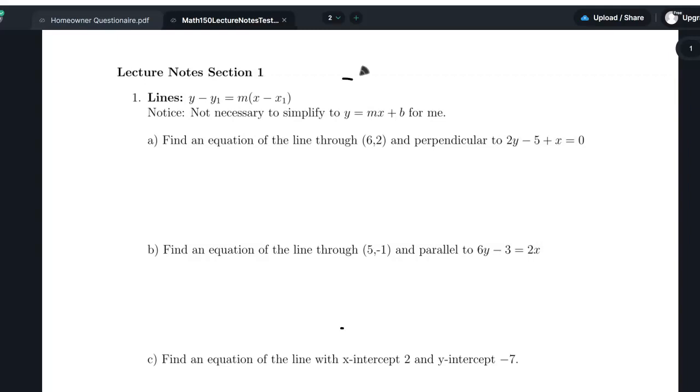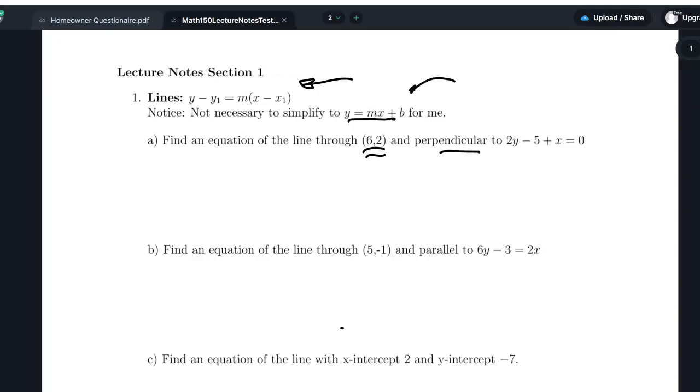Section 1. Finding equations of lines are going to be really important. So this form here is completely fine. It's not necessary to simplify to the mx plus b that you've been accustomed to in backs of books. All right, find the equation of the line that goes through this point and is perpendicular to this.